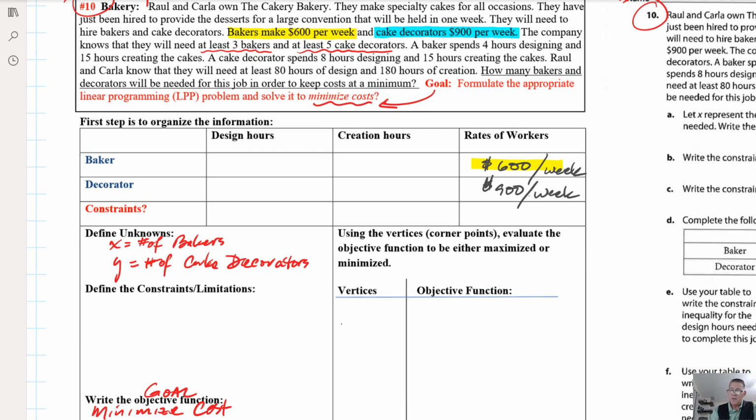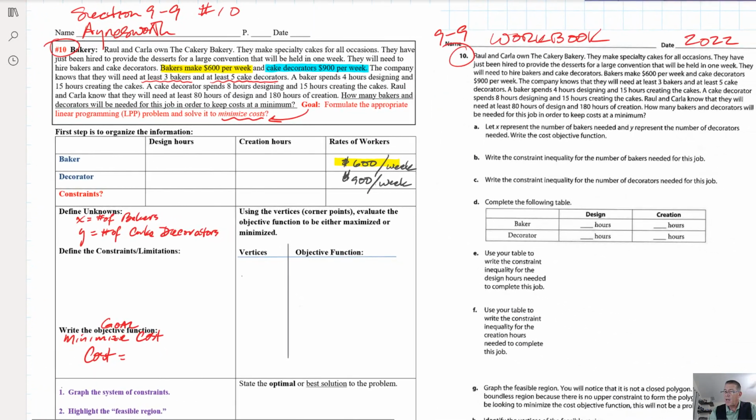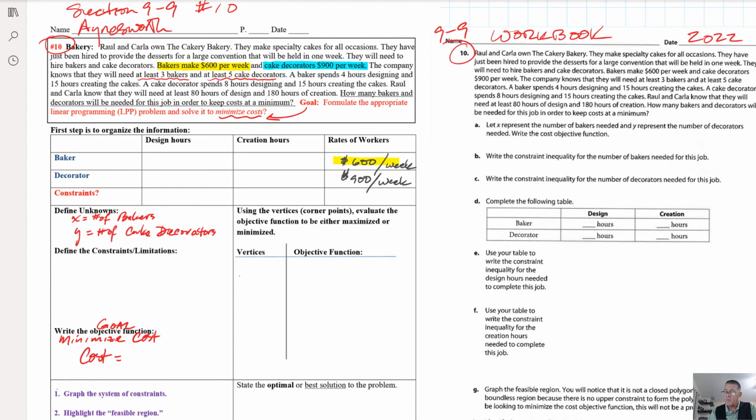Now we have to interpret everything. And then it says here in part A in the workbook, write the cost objective function.